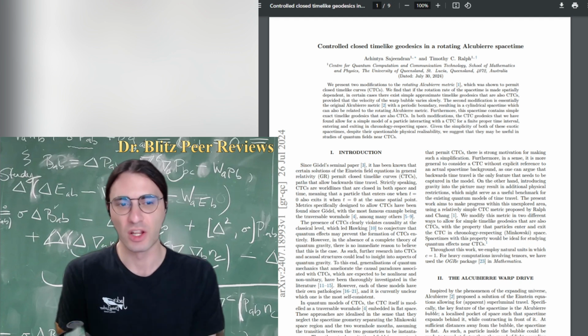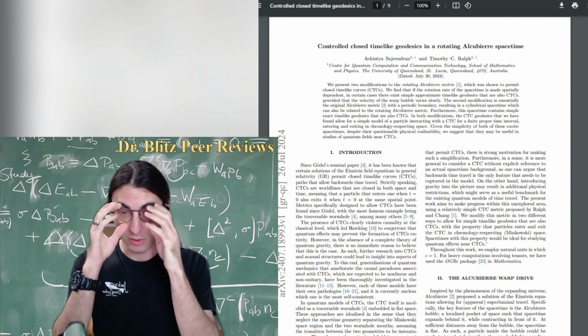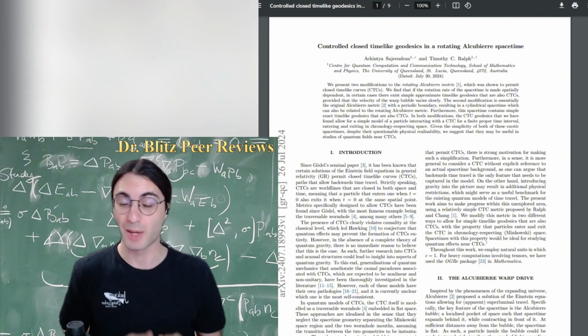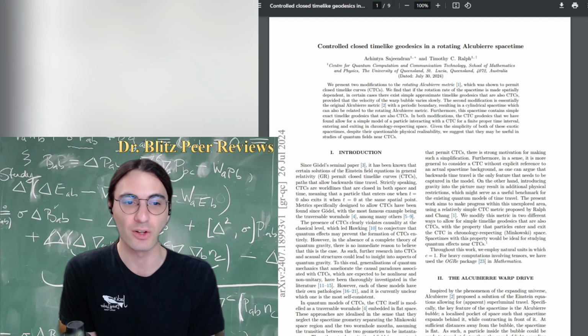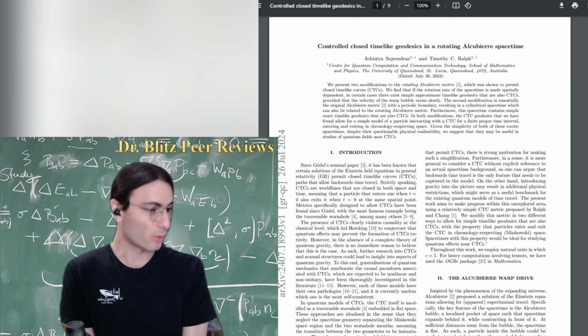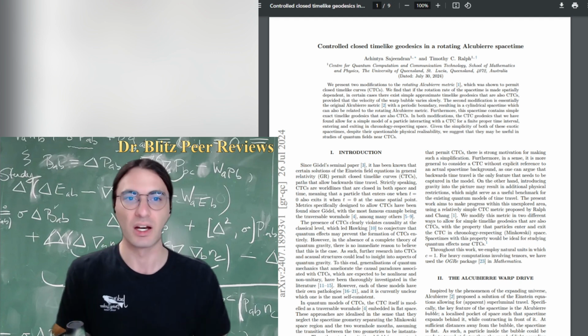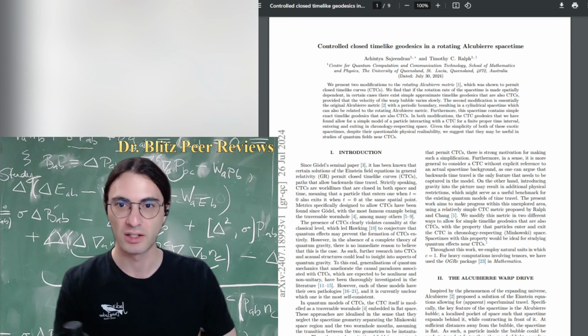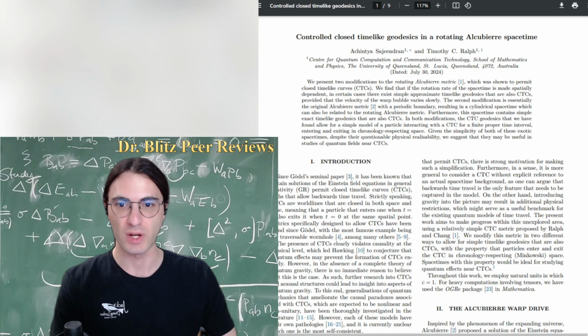So, just from the title alone, it looks like this paper is probably going to be about time travel. That's what closed time-like geodesics are, and they're going to be using Alcubierre drives to do so. So, it should be quite interesting, I think. Why don't we get started, and we'll start with the abstract, how about?